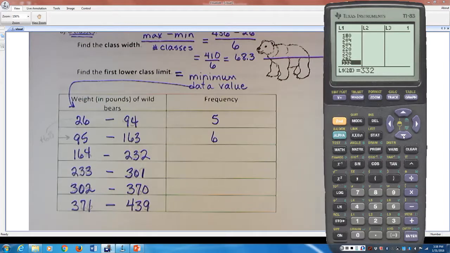I think I miscounted, so I'm gonna go back and look again. I think I may have missed my end point. And that's the good thing about having it this way, because I don't have to go back and erase all the marks and start over again. I just go back to the calculator and say, okay, what's the first number that went in the 164 group? That one. So I have 1, 2, 3, 4, 5, 6, 7, and I'm done.